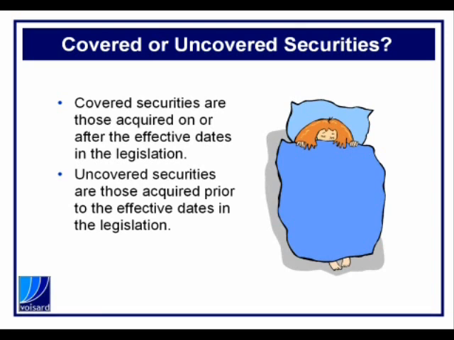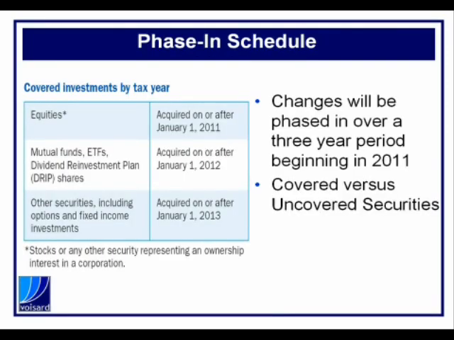So, if I go back here for just a second, if you go back to this schedule that you see here, the assets that are covered are really the ones acquired after that date. But ultimately what will happen is the custodian will only report on covered securities. And we'll talk a little bit more about what reporting you will see going forward as this schedule is phased in.